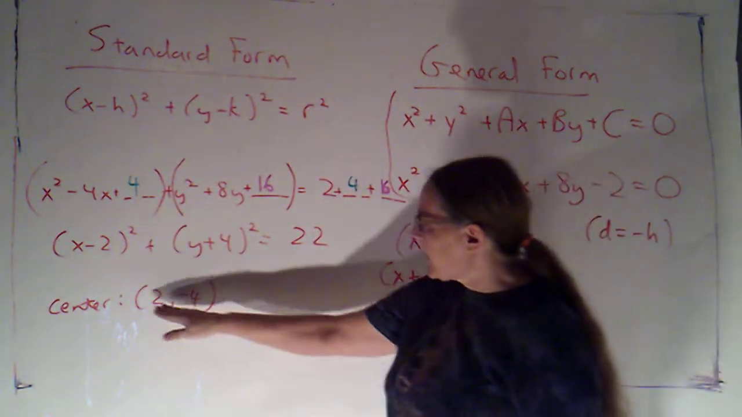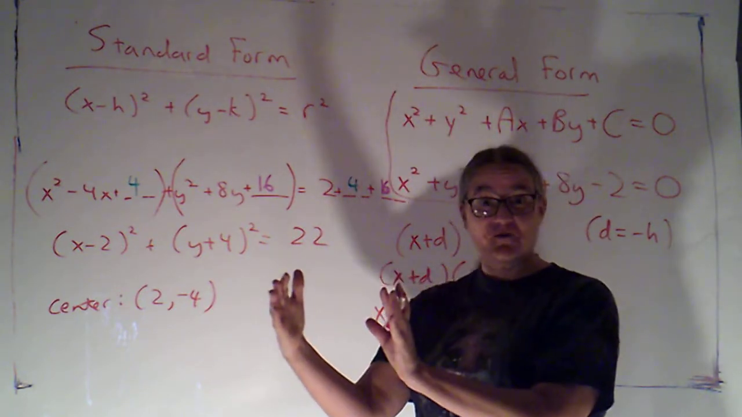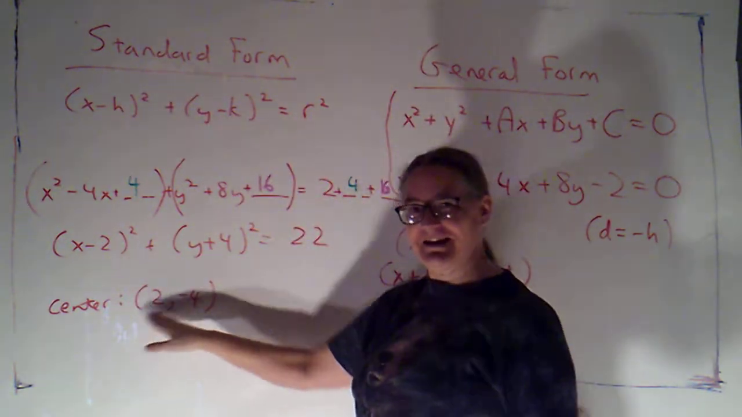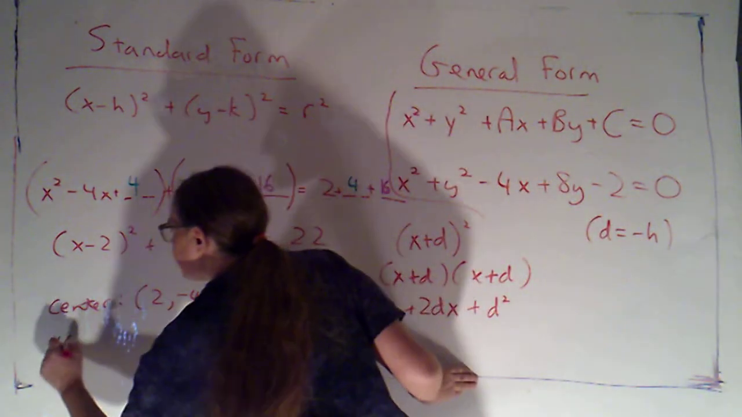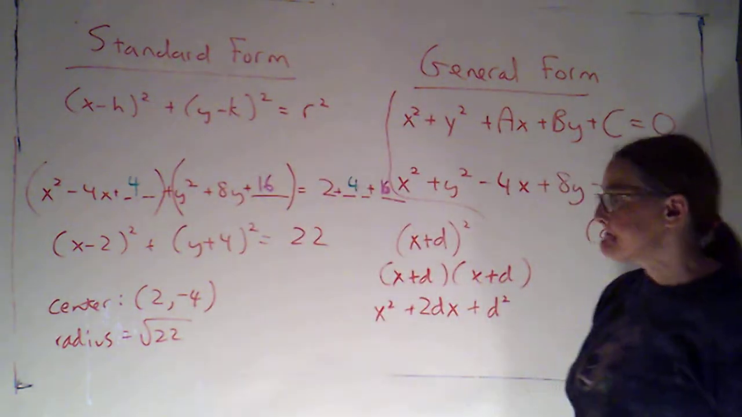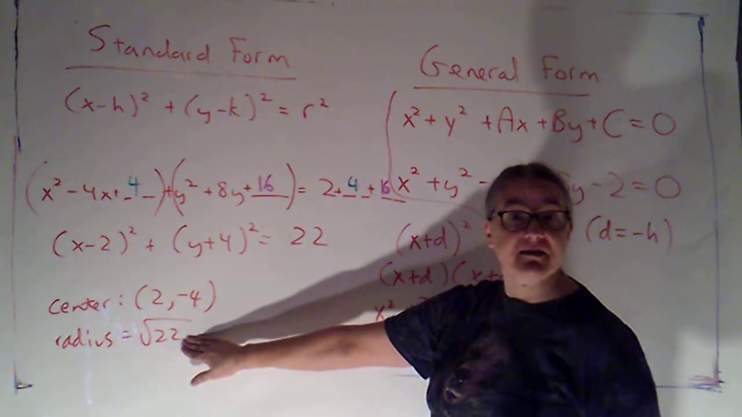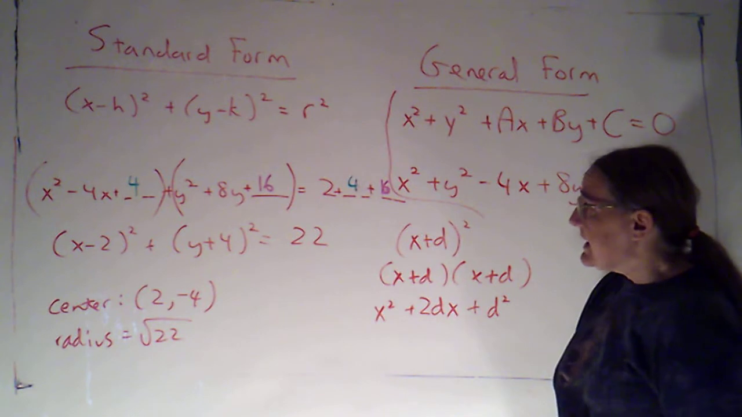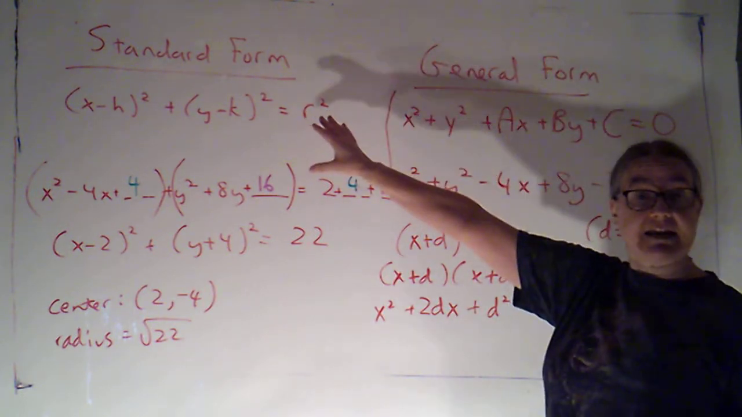So remember, when I was completing the square, I was thinking of d as the number I would add to x or y. h and k are the numbers that we're subtracting. So they're just the opposite of those values that we got. Okay. And the radius would be the square root of 22. And I do want to check, but that root does not simplify. There are no perfect squares that divide into 22 that I could factor out. Okay, excellent. So that's how we would go from the general form to the standard form.